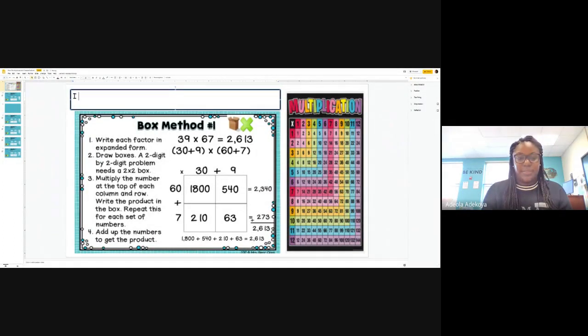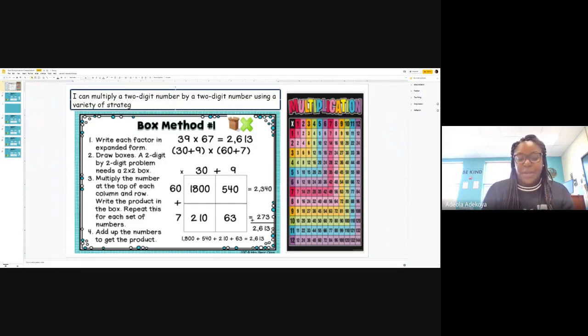All right, so our I can statement, which tells us what we should be able to do by the end of today's lesson. I can multiply a two-digit, with a hyphen in between, a two-digit number by a two-digit number using a variety of strategies.